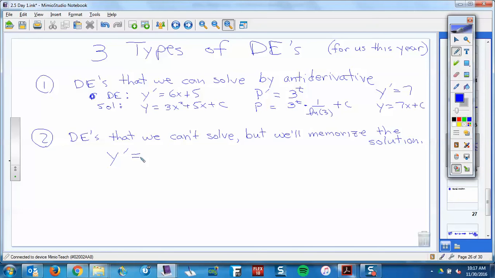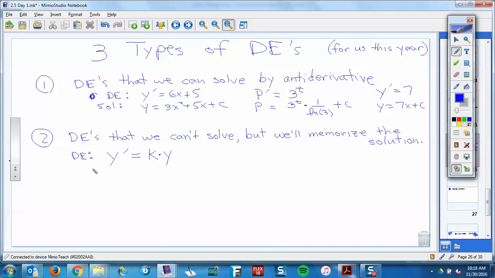So y prime equals k times y. So that's the DE, right? That's the differential equation right there. Now what's different about that one? It's got the y prime on the left, and it's got y in it. It's still a differential equation. It's an equation. It's got an equal sign, and it's got a derivative. So it's a differential equation.